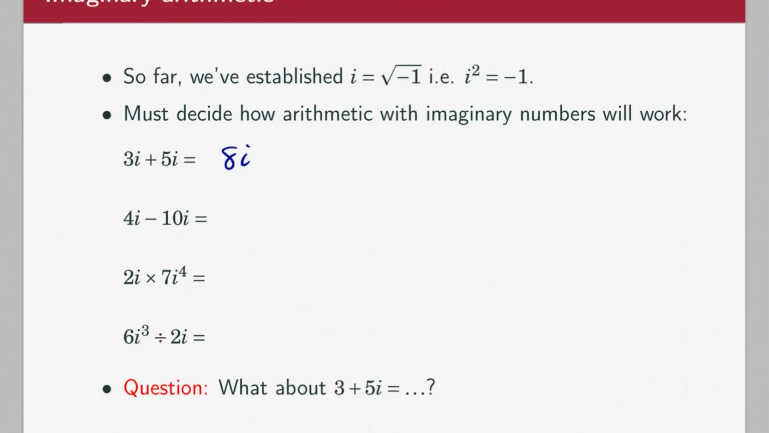4i minus 10i. Again, it's the same thing really. Naturally you have 4 lots of i, and you're subtracting 10 lots of i. Just like when we work with variables, it's going to be negative 6i.